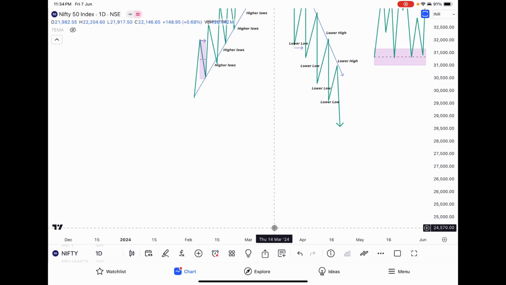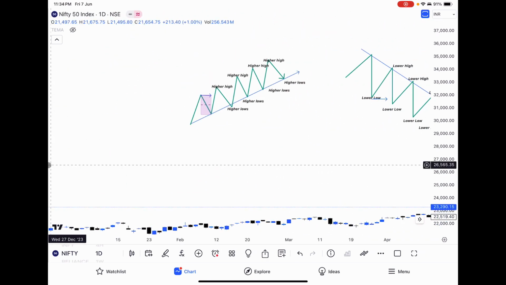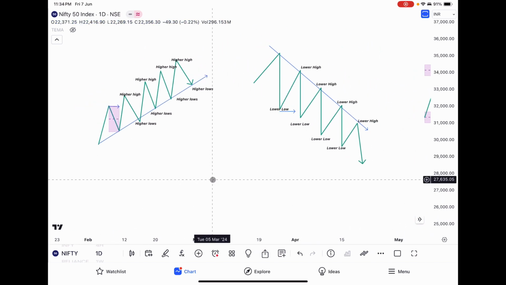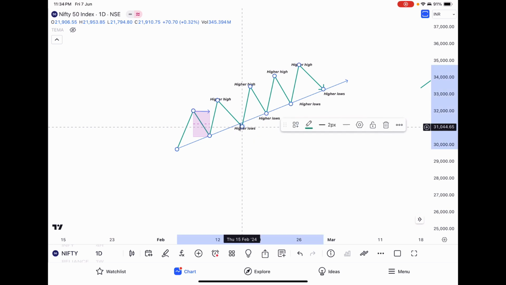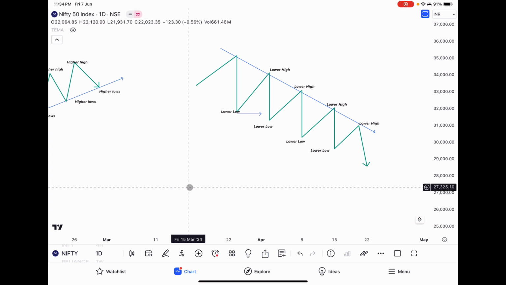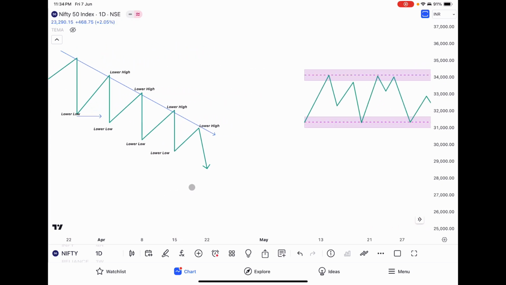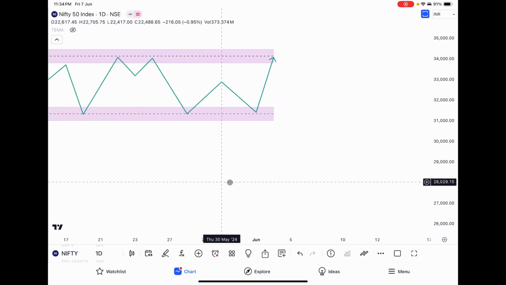What is an uptrend? Sorry. Uptrend is a trend when price moves making higher highs and higher lows, higher highs and higher lows. Downtrend is a trend in which price moves making a lower high, lower low, lower high, lower low. And a sideways market is a trend in which there's no certain direction.